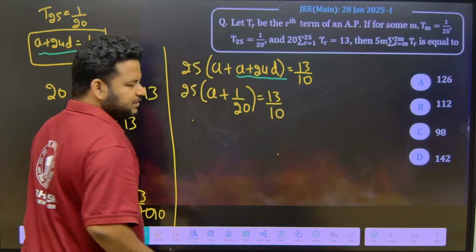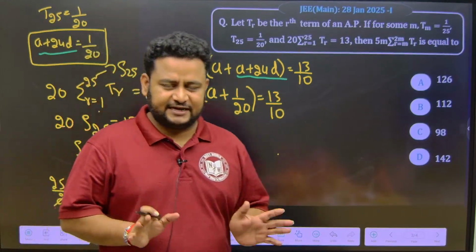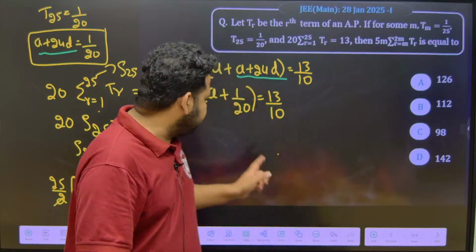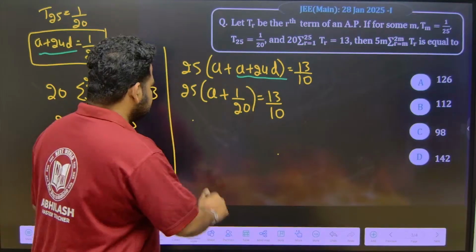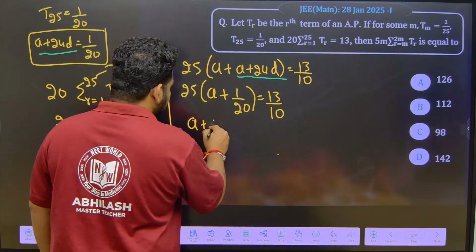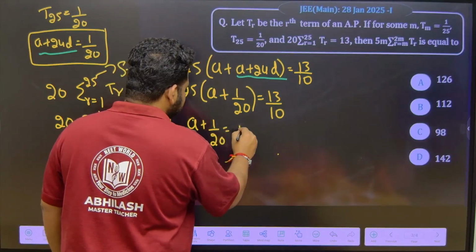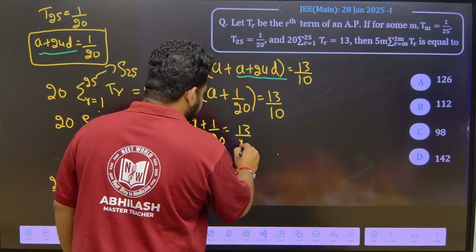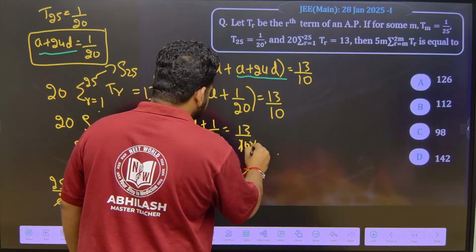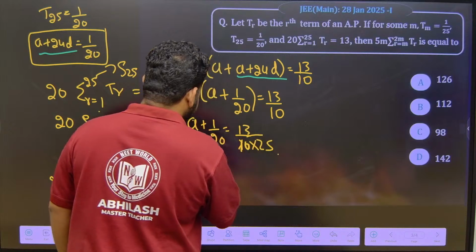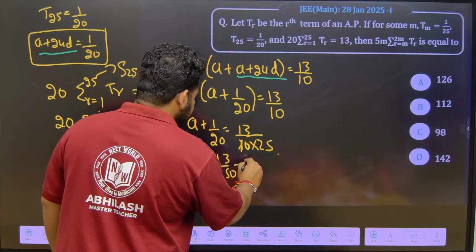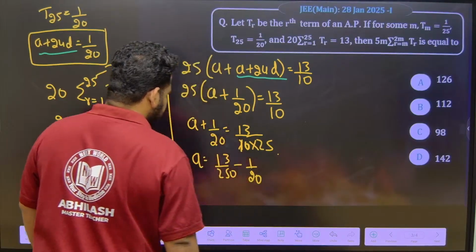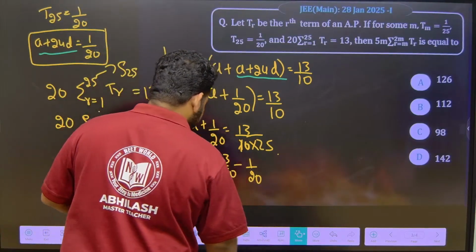I told you, AP means first of all you have to find out a and d. If they are not given, here we will be able to find the value of a by solving this. So this will become a plus 1 by 20 is equal to 13 by 10 into 25. This gives us a is equal to 13 by 250 minus 1 by 20. Now let us solve this.